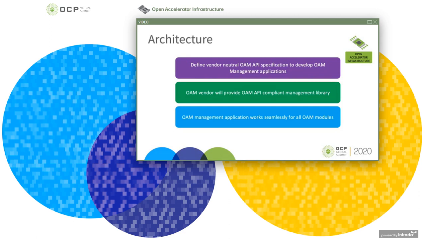On the top, we have a vendor neutral API. I'll be going over the API in some detail in the coming slides. Each vendor, in turn, will provide a vendor-specific shared library that supports the API. An expectation here, at least for the first phase, is that within a compute node, all the OAM modules belong to the same vendor. The specification for phase 1 is almost finalized.